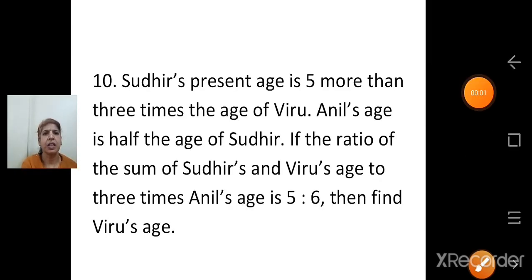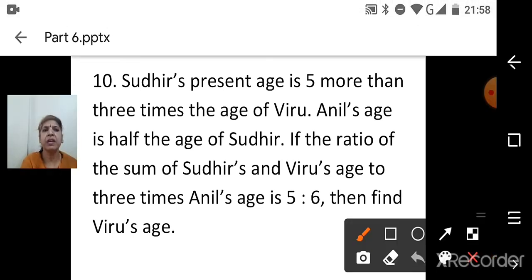Next question. Sudhi's present age is 5 more than 3 times the age of Viru. Anil's age is half the age of Sudhi. If the ratio of the sum of Sudhi's and Viru's age to 3 times Anil's age is 5:6, then find Viru's age. So here we have to find Viru's age, right?